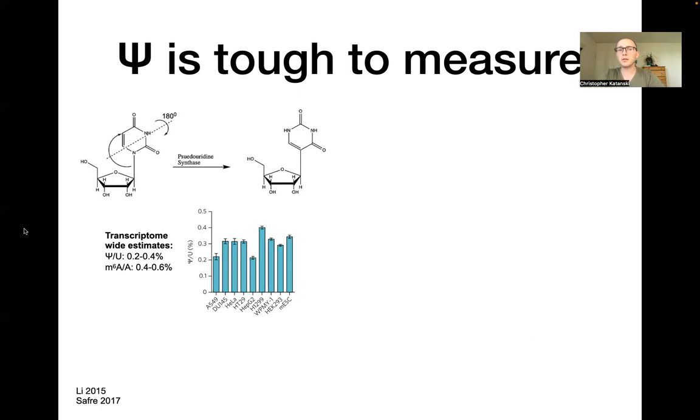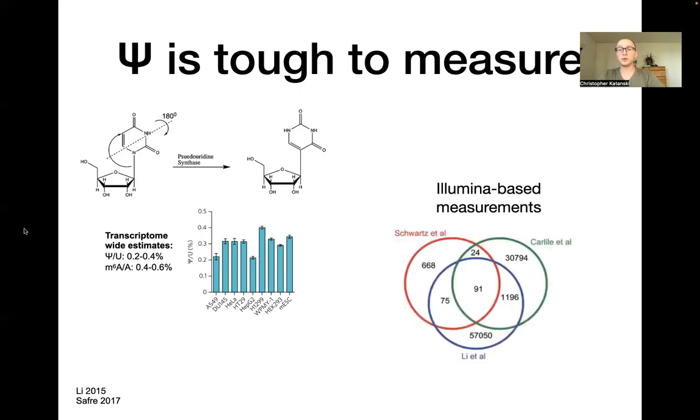And like I mentioned, pseudouridine is very challenging to detect. So in 2014, 2015, 3 different groups published transcriptome-wide atlases using clever chemistry to detect pseudouridine by sequencing. And one of the striking results is the low overlap between all of these methods. If anything, this is a comment on the diversity and challenge of measuring pseudouridine biology. So we're looking for additional methods to help measure pseudouridine, and we turn to Nanopore.